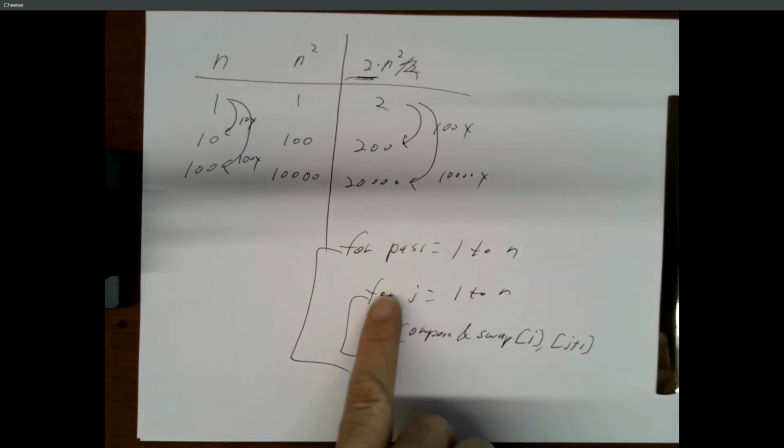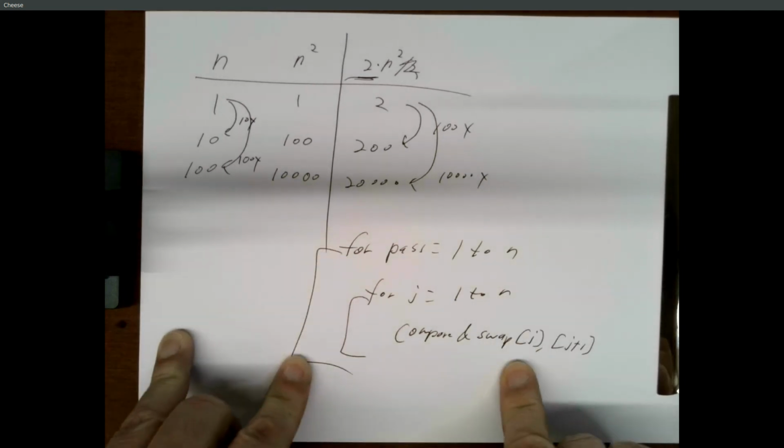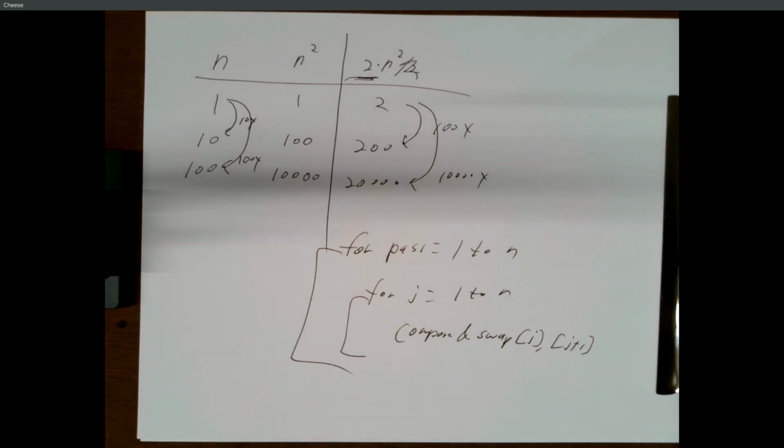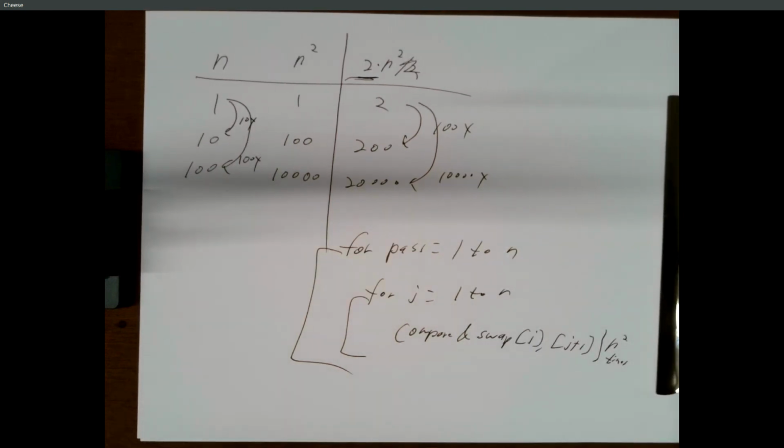And when we get through this inner loop, we know that we have one piece of data in the correct position, the largest one. And so after we make n passes, all n pieces of data are in the correct position. And this is clearly n squared, right? This inner piece of the loop will happen n squared times.